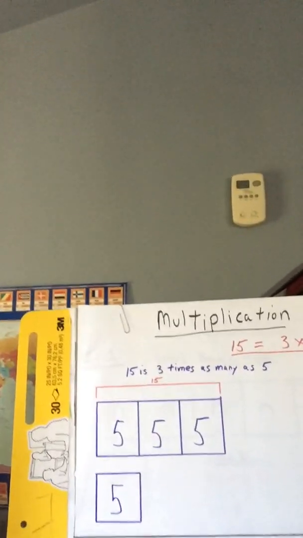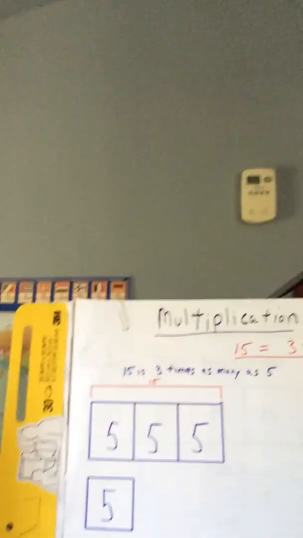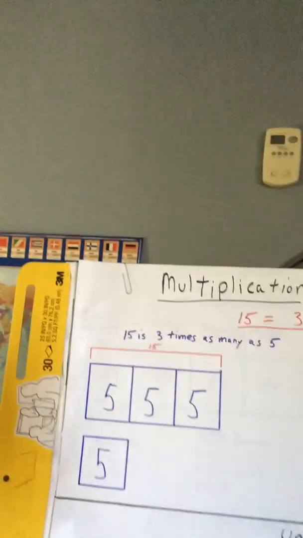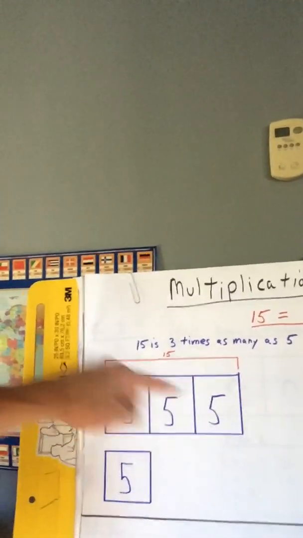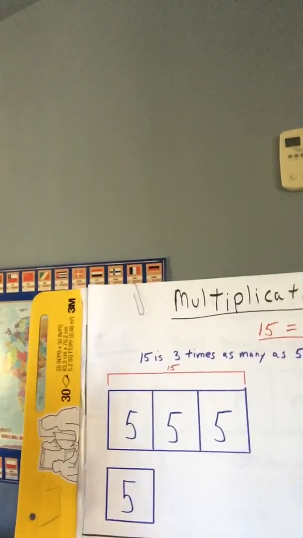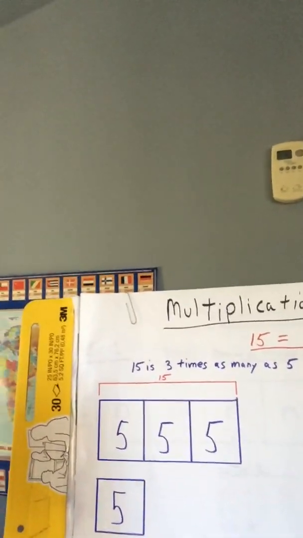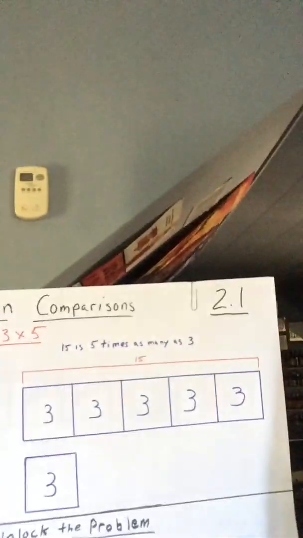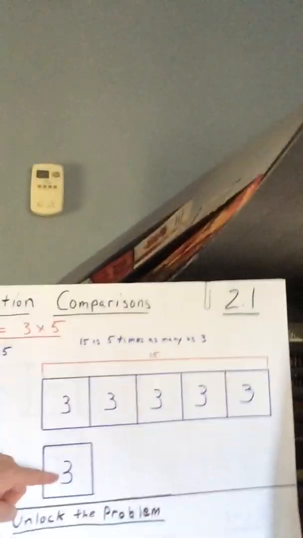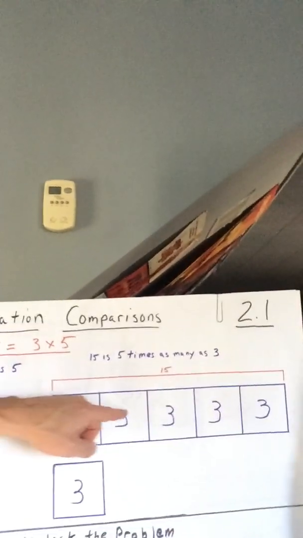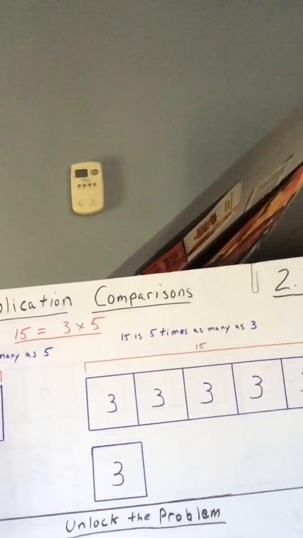Here's our first model. 15 is 3 times as many as 5. Notice we have 1 5. 3 times as many as 5 would equal 15. That's the first way that you can write that. You can also say that 15 is 5 times as many as 3. Here we have our 3. 5 times 3 would equal 15. Okay? So that's 2 different ways that we can illustrate 15.